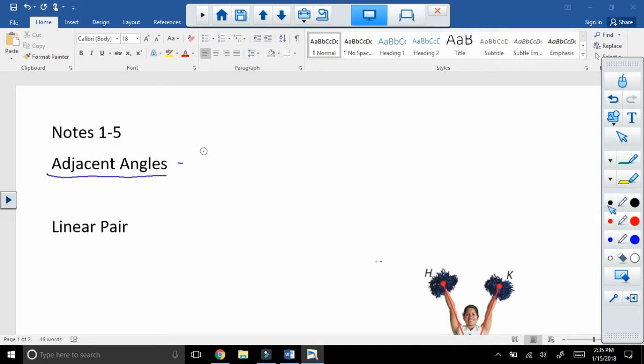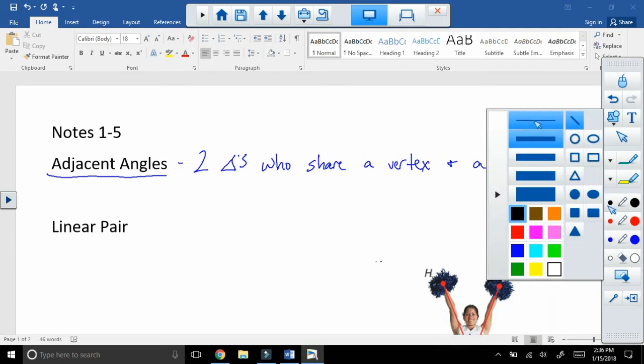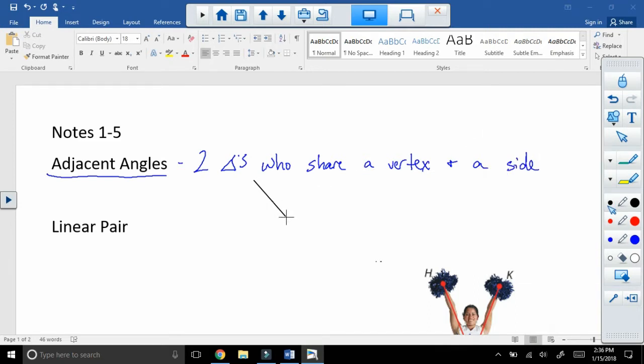When we're talking about adjacent angles, we're talking about two angles who share a vertex and a side. And I'm just going to write that down. The book has more in terms of the actual definition here. I'm just going to explain it because I think that the picture and the explanation will be good enough. So here we have one angle. An adjacent angle is going to share the same vertex and it's going to share one of the sides.